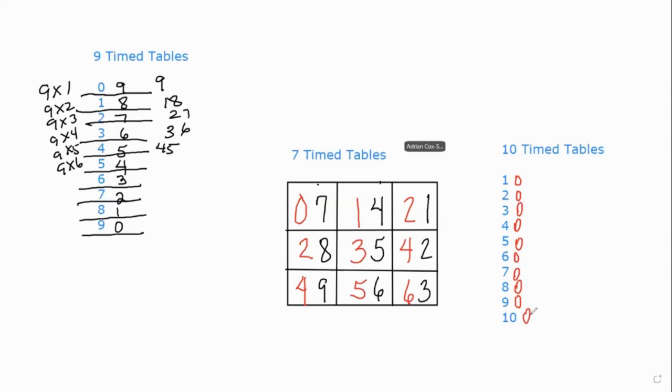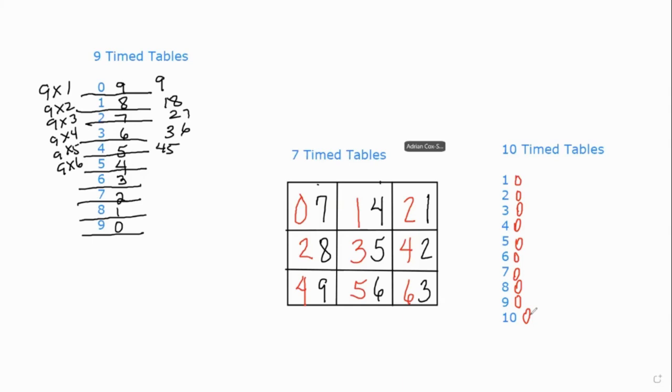So you just write 1 through 10, and then you just drop a 0. And so 10, 20, 30, 40, 50, 60, 70, 80, 90, 100. 10 times 1 is 10. 10 times 2 is 20. 10 times 3 is 30. 10 times 4 is 40. 10 times 5 is 50. Okay, so those are the 10 timetables.